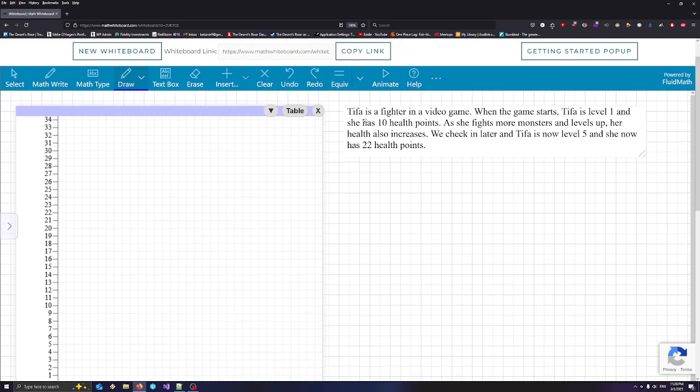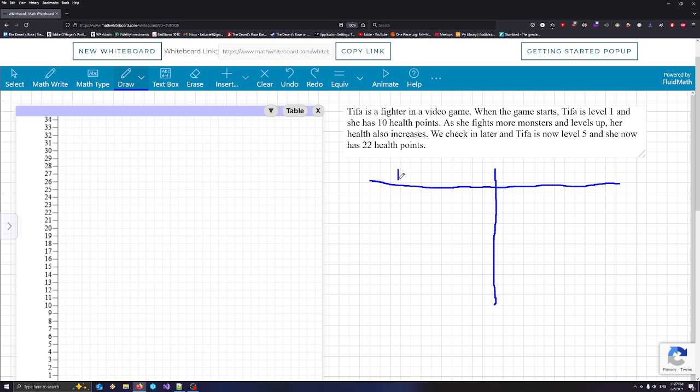Before we go on to my question to you, we can see that we have a level and health points, and they both correlate to each other. With this word problem, we have level 1 with 10 health points, and then level 5 with 22 health points. This sounds like we can put these numbers on a graph, an XY graph more specifically, but let's leave the symbols out for now. Let's write down our data from this word problem.